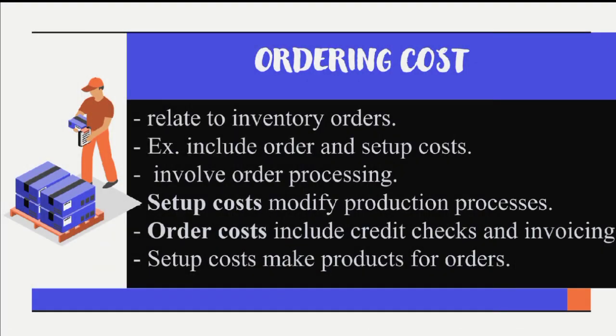Ordering cost. Ordering costs refer to those costs associated with ordering inventory, such as order cost and setup cost. Order costs include, but are not limited to, the cost of receiving an order and conducting a credit check. Setup costs are those necessary to modify production processes to make the products to satisfy particular orders.